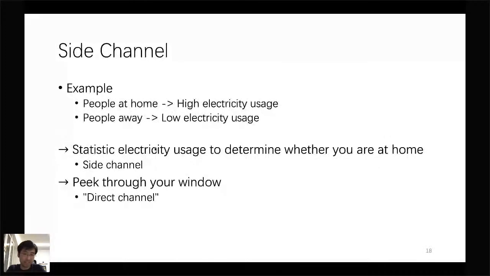We don't directly observe its state. Instead, we use some byproduct or side channel information to infer it. This is what the side channel means.